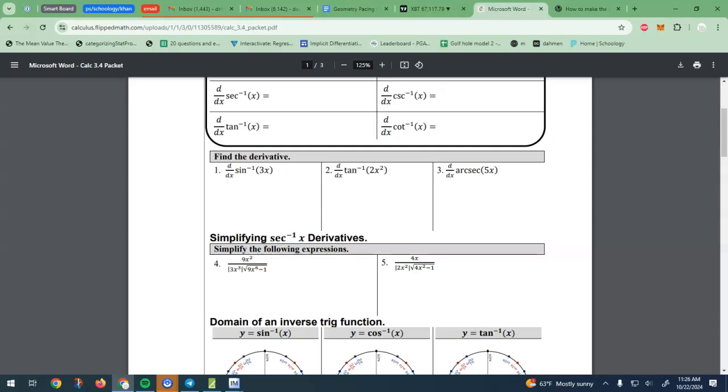Questions on those 3? That's really all. I mean, I can give you more of those, but it's the same thing. Just look up the rule, plug in, do the chain rule. 4 and 5, we just talked about simplifying here a little bit.